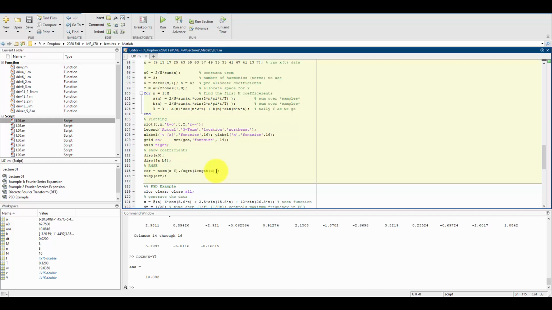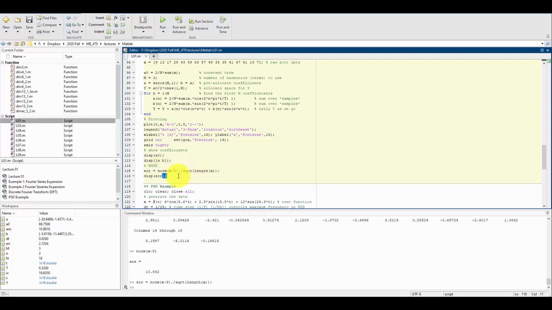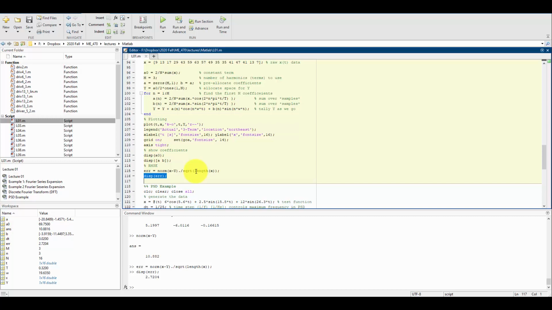Because if we keep adding more and more terms, that square root term is going to start to get larger and larger. So for this one, we have this root mean squared error, and if I display it, we get 2.72. On its own, this number does not really mean much. What we're going to be looking for in subsequent examples is how that number decreases as we add more and more terms into our discrete Fourier transform.